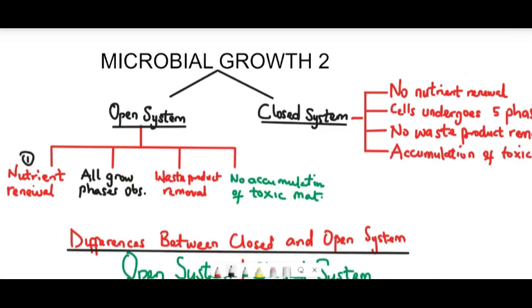We have number one, nutrient renewal. Number two, all growth phases are observed. Number three, waste products are removed, and consequently, no accumulation of toxic material.